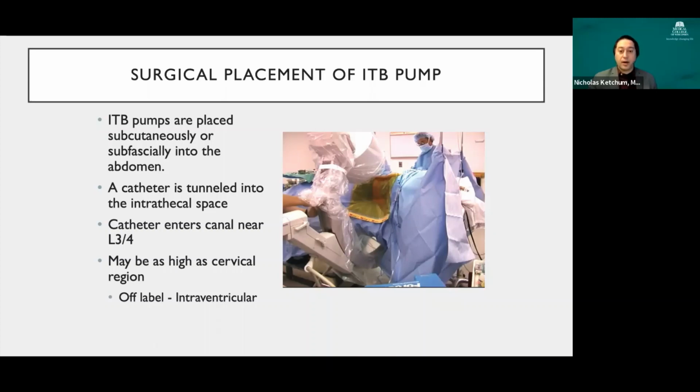There are also reports of, and we actually have a few of these patients, placing the catheter in the intraventricular space, in the lateral ventricle, similar to a VP shunt but kind of in reverse. This delivers the baclofen directly to the ventricles, which is seen more for dystonia rather than spasticity. But in the US, that is an off-label use.